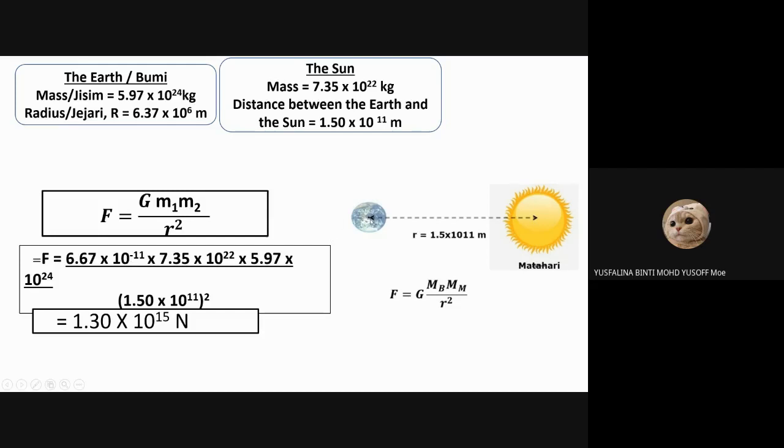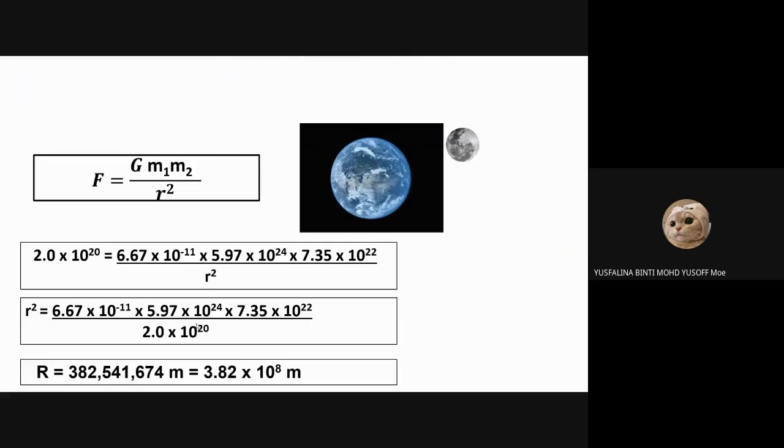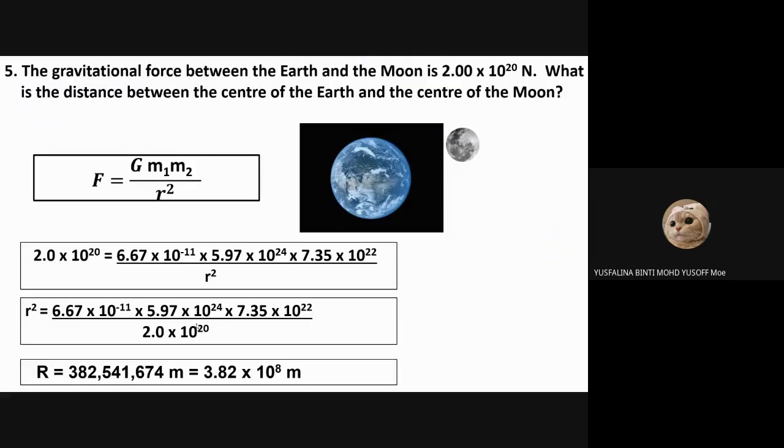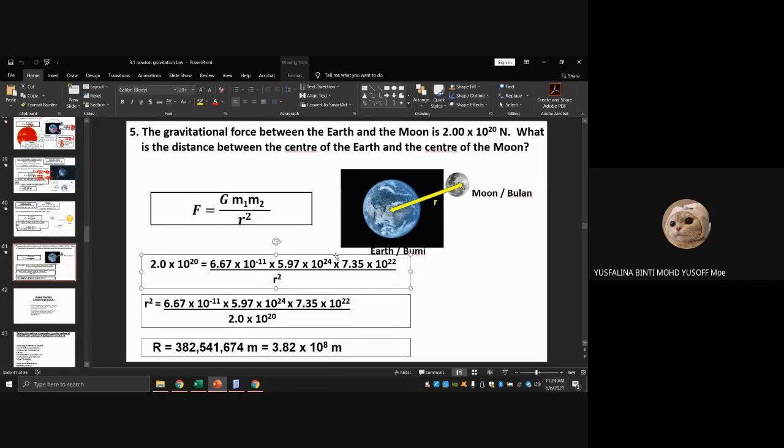The radius is from the Earth to the Sun. It is already given that r is 1.5 times 10 power of 11, then you square it. So we get 1.30 times 10 power of 15 Newton. For this next one, the gravitational force between the Earth and the Moon is 2 times 10 power of 20 Newton. So what is the distance? I want you to try to calculate this.